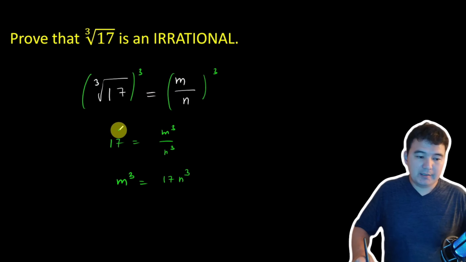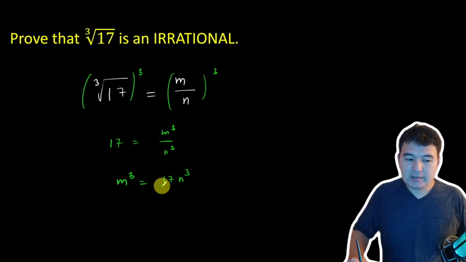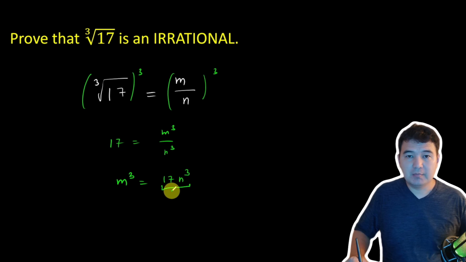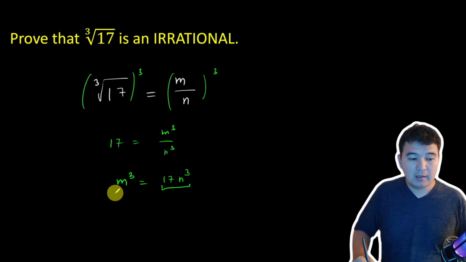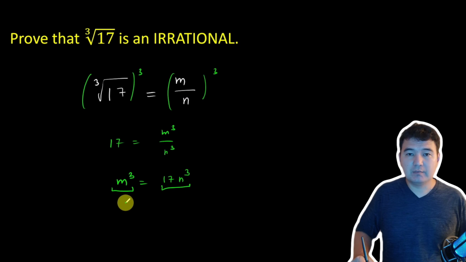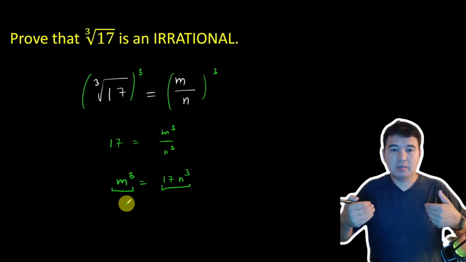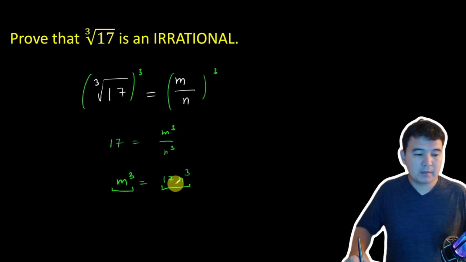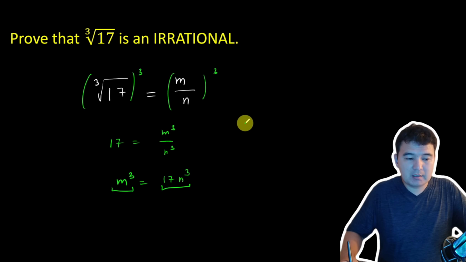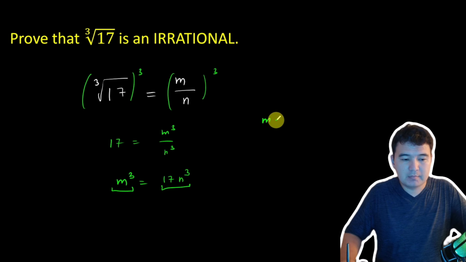So here comes the idea. The right hand side of the expression is 17 multiplied by something, so it's a multiple of 17, which means the left hand side of the expression is also a multiple of 17, because these two numbers are equal to each other. So they have to be both multiples of 17, which means m is a multiple of 17.